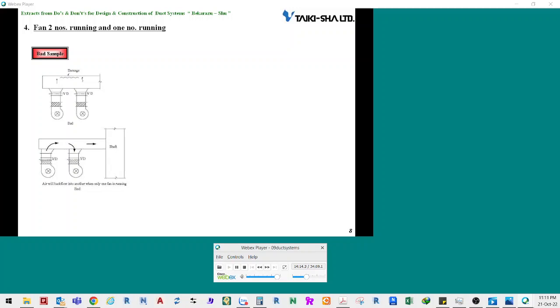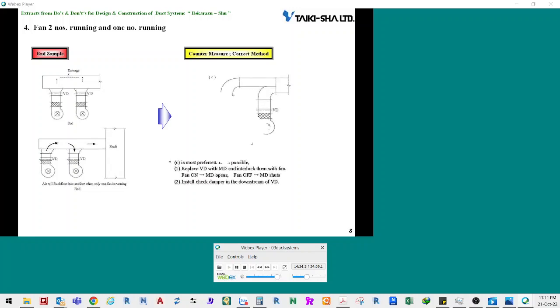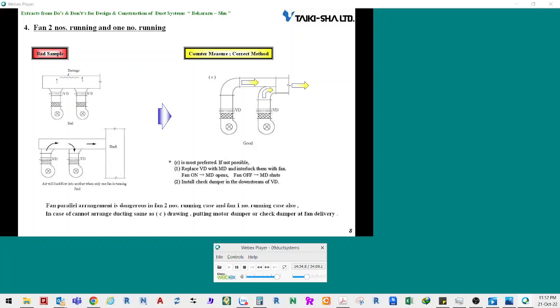If only one of the fans is operated, a part of the air flows in the direction of the other fan not in operation. In such a case, design ducts as shown in the drawing on the right side. Design a curved duct to be connected to the main duct, as shown on the slide. If it is difficult to design such a duct, you should consider taking other measures.